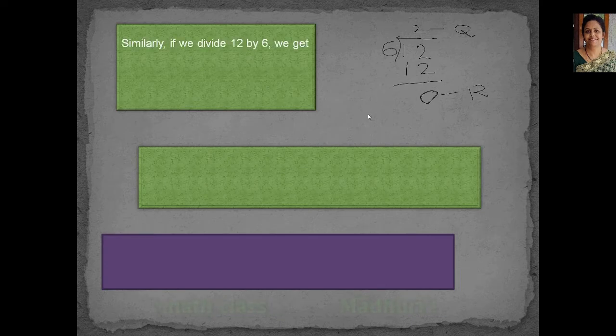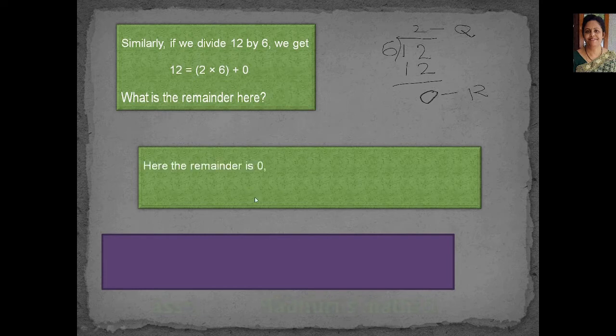Similarly, if we divide 12 by 6, 2 times 6 is 12, so we get 0. So the quotient is 2 and the remainder is 0. So 12 is equal to 2 into 6 plus 0. What is the remainder here? 0. So here the remainder is 0. And we say that 6 is a factor of 12 or 12 is a multiple of 6.